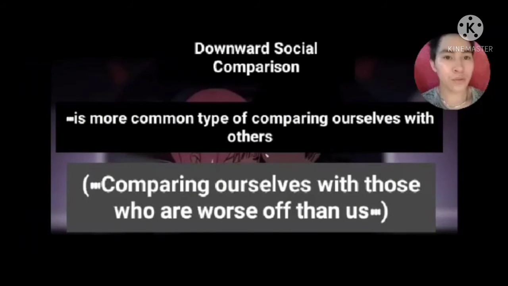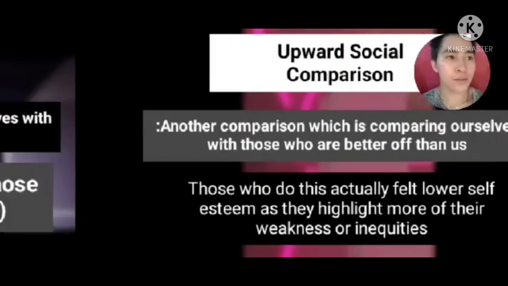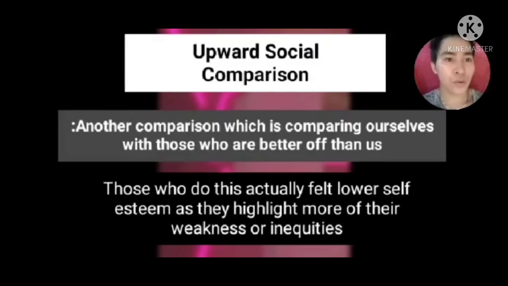Downward social comparison is the more common type of comparing ourselves with others, comparing ourselves with those who are worse off than us. Upward social comparison is another comparison, which is comparing ourselves with those who are better off than us. Those who do this actually feel lower self-esteem as they highlight more of their weaknesses or inequities.